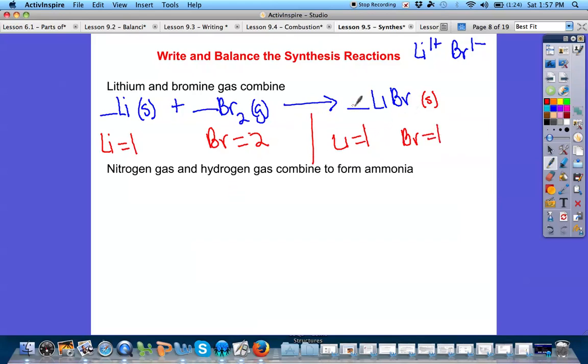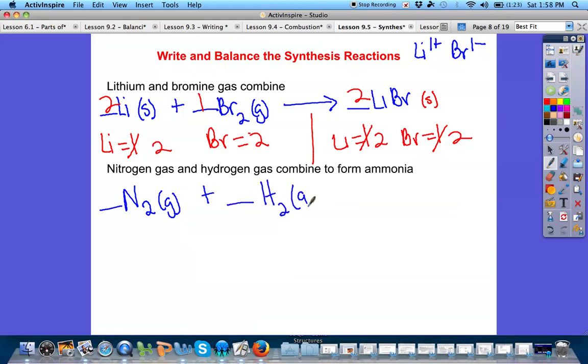So in order to balance this out, we need to put a 2 in front of lithium bromide. That's going to give us 2 lithium and 2 bromine. And then we need to put a 2 in front of lithium to get our 2 there, and that balances it out. And now we have a completely balanced chemical equation. In our next example, we have nitrogen gas. Nitrogen is a diatomic, so N2, reacting with hydrogen gas, which is H2 because it is also a diatomic, and it's going to form ammonia.